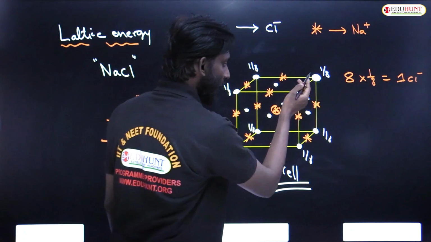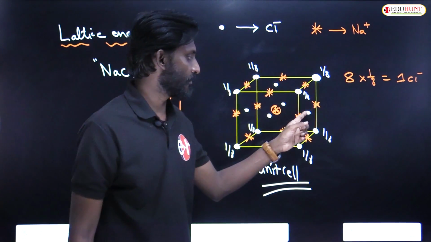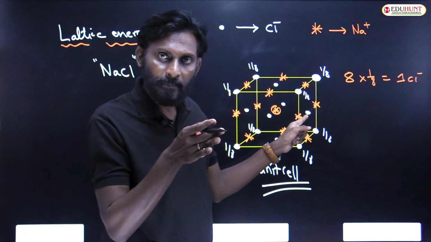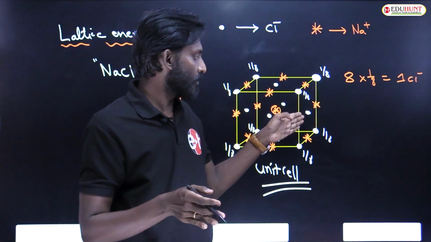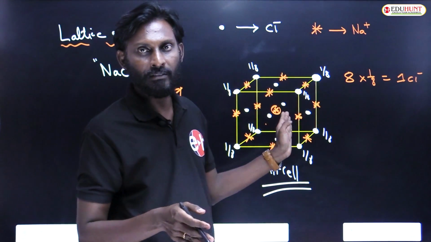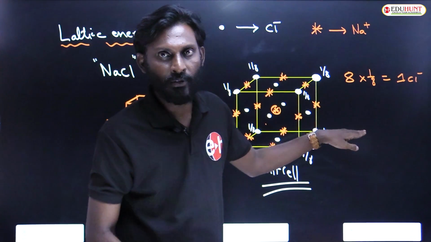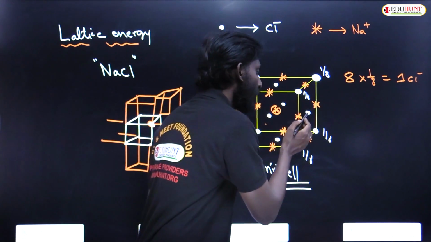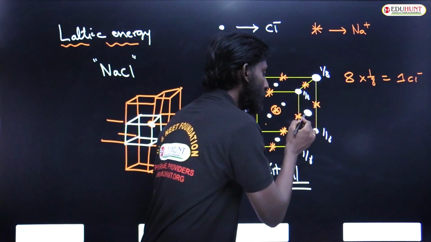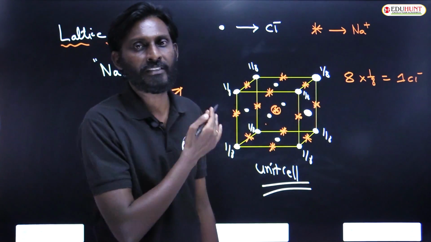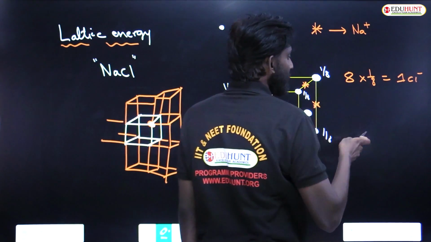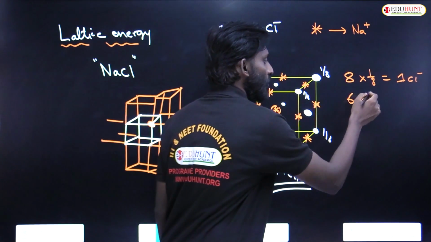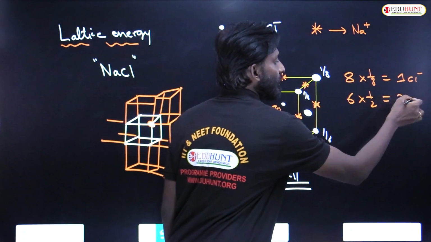Similarly, there are 6 Cl- at the face centers. See, let us take the right side face center. At the right side face center there is Cl-. That means a face is shared by two unit cells: the unit cell present to the right and the unit cell present to the left. So from the Cl- present at the face center, only half is coming to this unit cell, right? So there are 6 face centers, so 6 into 1/2, there are 3 Cl-.